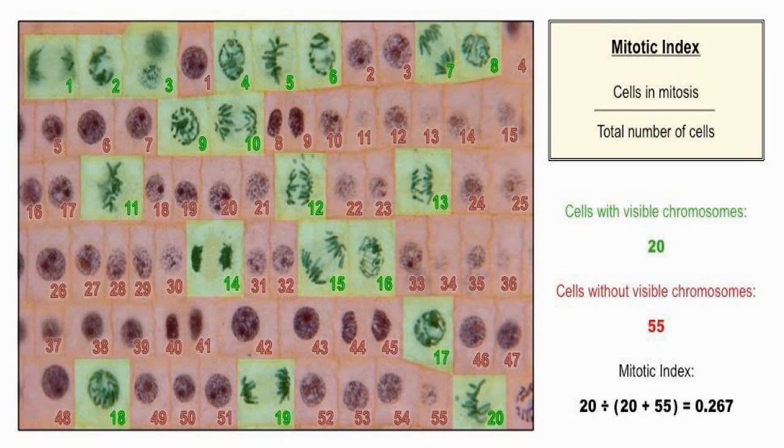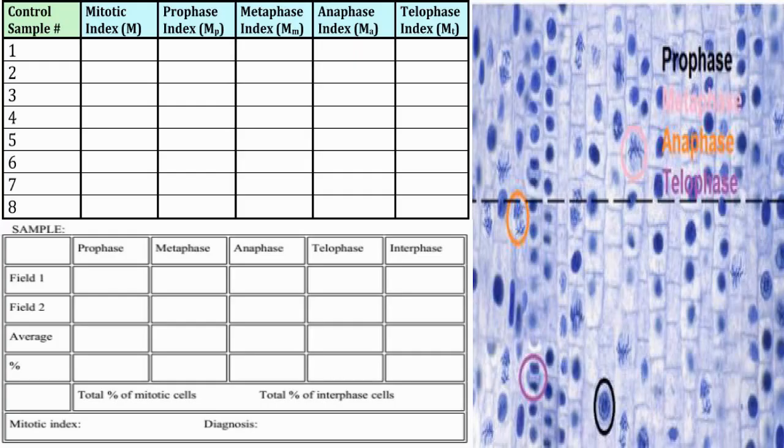This slide shows the meiotic index calculation. As noted, the cells with visible chromosomes are 20 cells. On the other hand, the cells without visible chromosomes are 55. And after applying the meiotic index equation, the meiotic index equals 0.267.